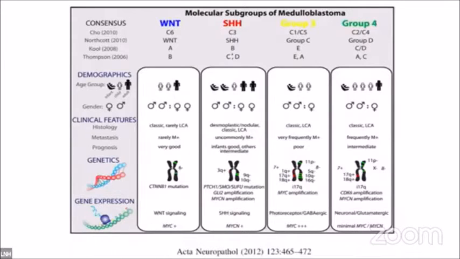in Boston, which further subclassified medulloblastoma into 4 types. It can be subclassified further, but the consensus was that there are 4. One was WNT, second was Sonic hedgehog, and third, because they were not able to classify it, they said it's group 3 or group 4.